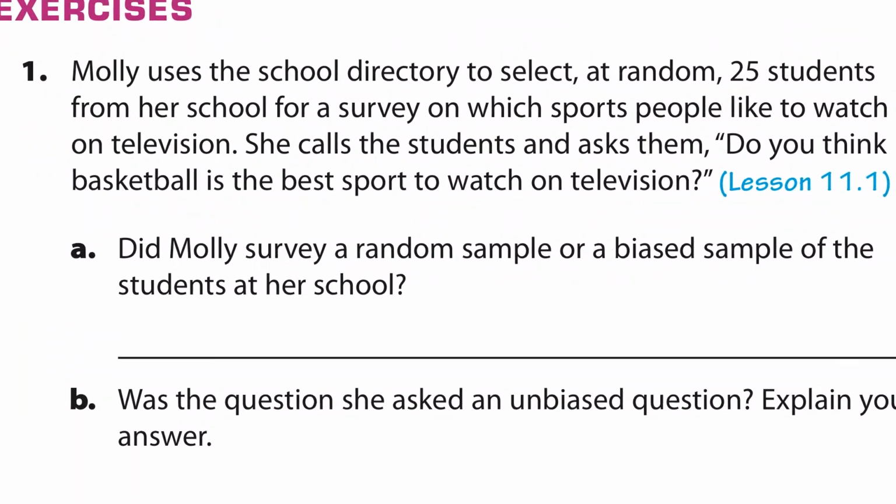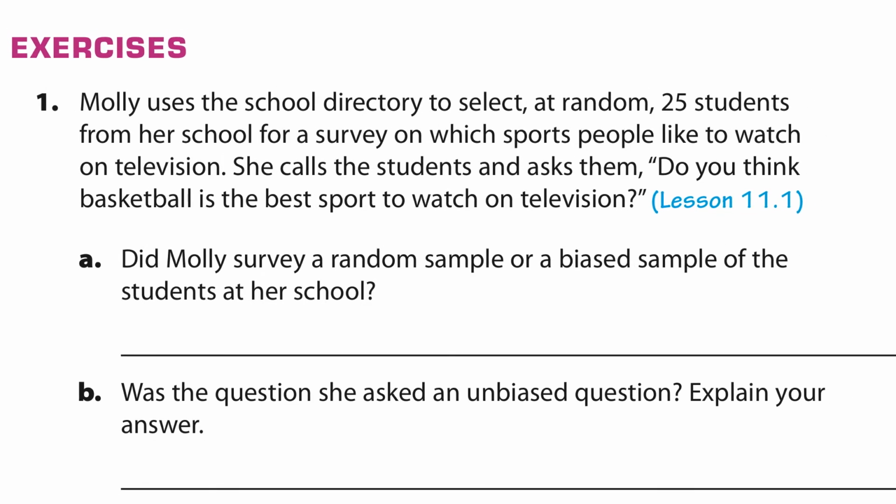Let's see now. Molly uses the school directory to select at random 25 students from her school for a survey on which sports people like to watch on television. She calls the students and asks them, "Do you think basketball is the best sport to watch on television?" Did Molly survey a random sample or a biased sample? Well, it looks like she definitely did a random sample. She selected them at random, so that would be random.